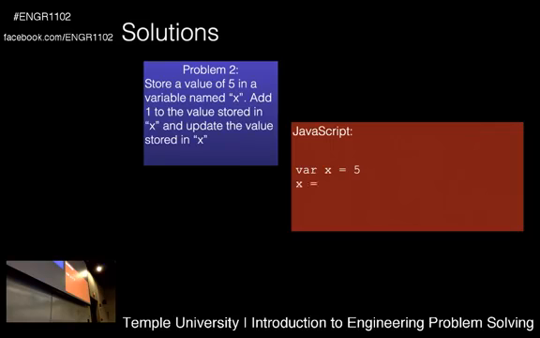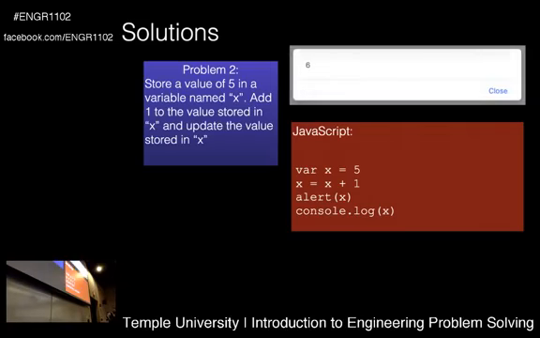X is equal to x plus 1. So we can go x equals x plus 1. You won't see the word var again because it's already been defined here. And if I wanted to peek in there, I can do alert x. I can do console.log of x, and up would come a 6.